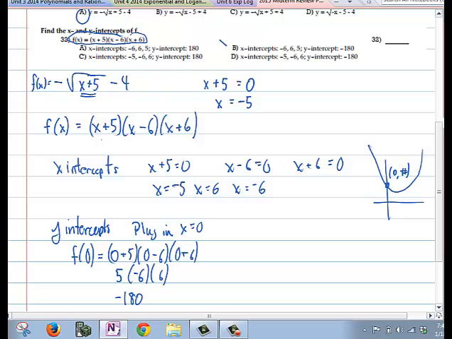So I'm looking at answers B and D because I see the y-intercept is negative 180, and the x-intercepts are negative 5, negative 6, and 6, and that would be choice D again.